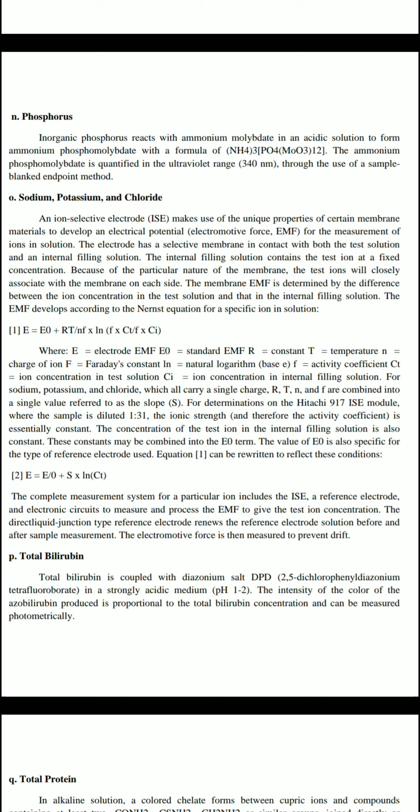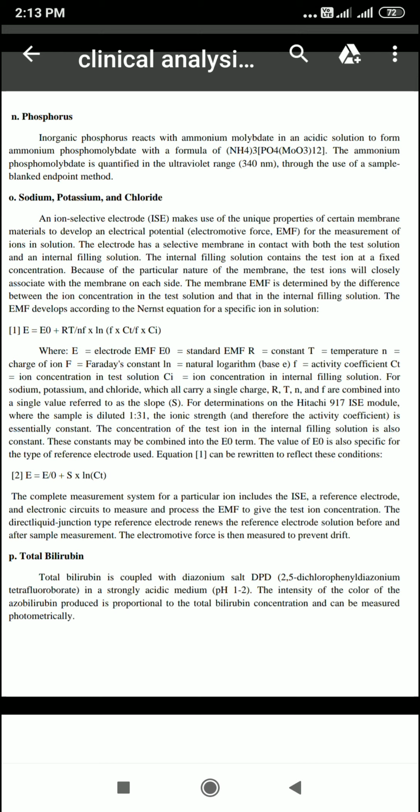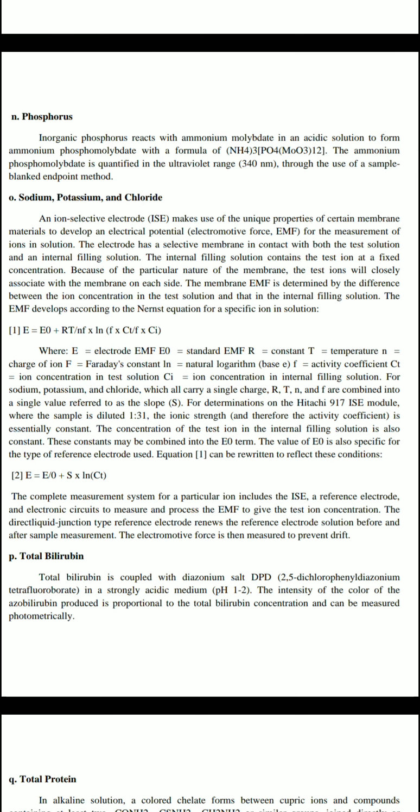Now the next test is for total bilirubin. Total bilirubin is coupled with diazonium salt DPD, that is 2,5-dichlorophenyldiazonium tetrafluoroborate, in a strongly acidic medium, pH 1 to 2.